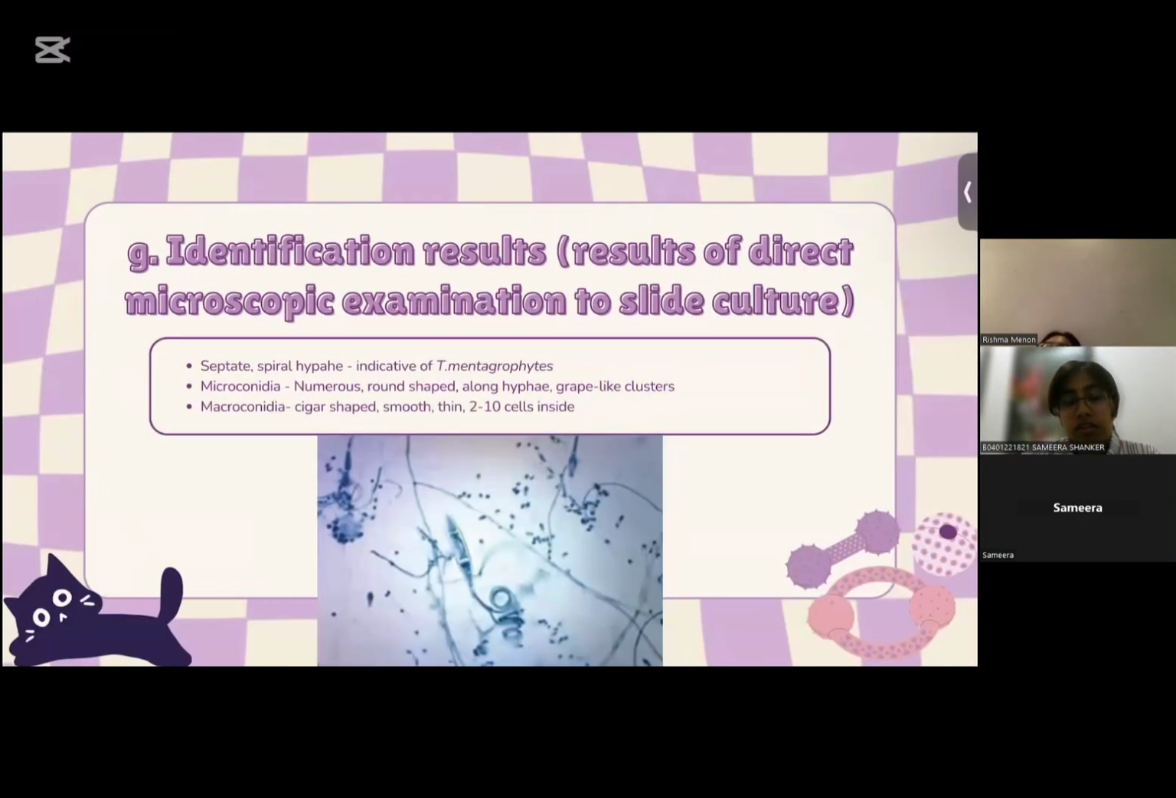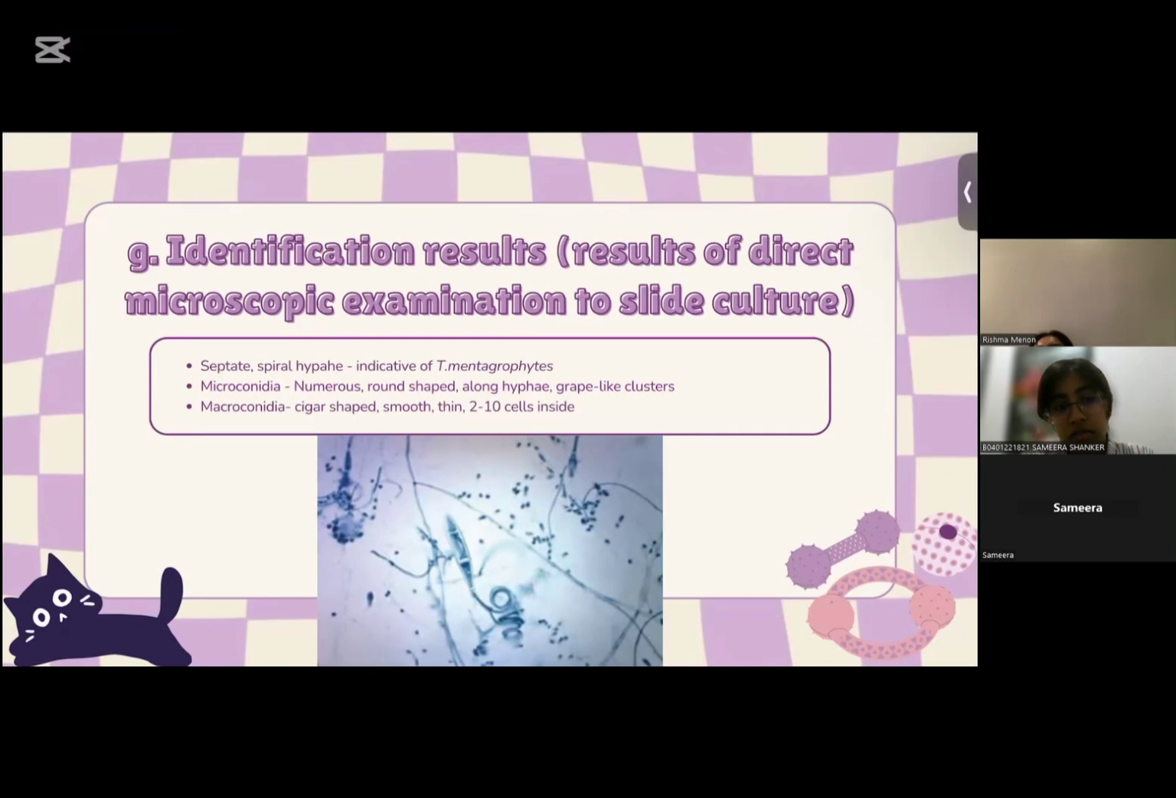Identification of the result of direct microscopic examination from the slide culture. The picture below is a direct examination of slide culture from lactophenol cotton blue. As you can see, the hyphae are septate and have spiral hyphae, and the spiral hyphae are an indicative feature of Trichophyton mentagrophytes. This image that I'm circling is the spiral hyphae.